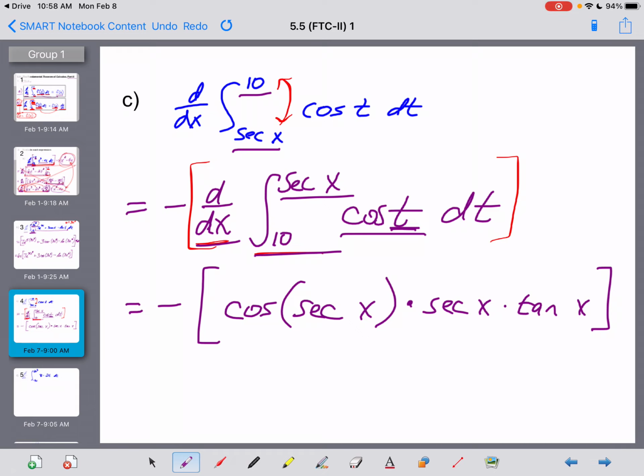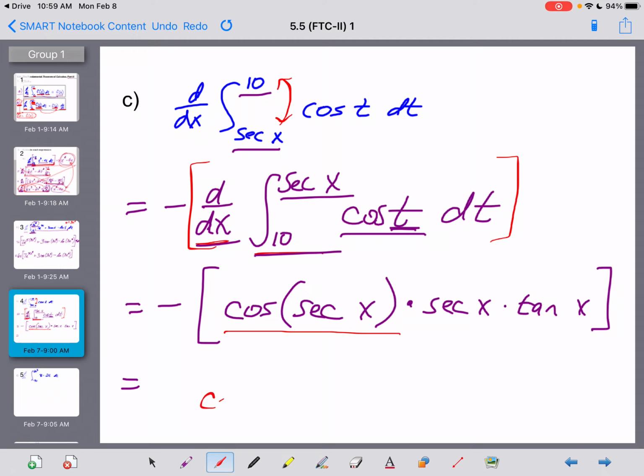So that is going to take care of all of that. And let's run with this and see if we can't clean it up. Now, this is always a funny one every year. I ask people, is there anything we can do to clean up what's happening inside? And a lot of people want to say that the cosine and the secant right here are going to cancel each other out. That, I'm afraid, is incorrect.